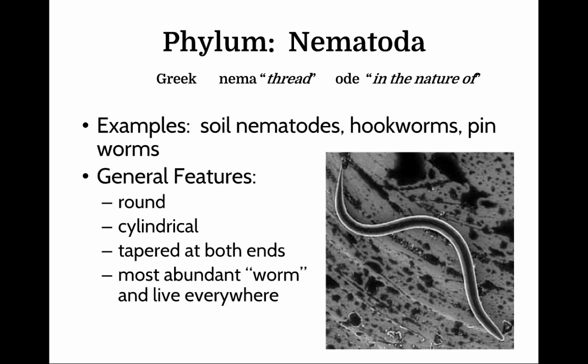And their general features are that they're round in body shape, long and cylindrical, they're tapered at both ends, and they are the most abundant worm on the planet, and they live almost everywhere in some habitat or another.